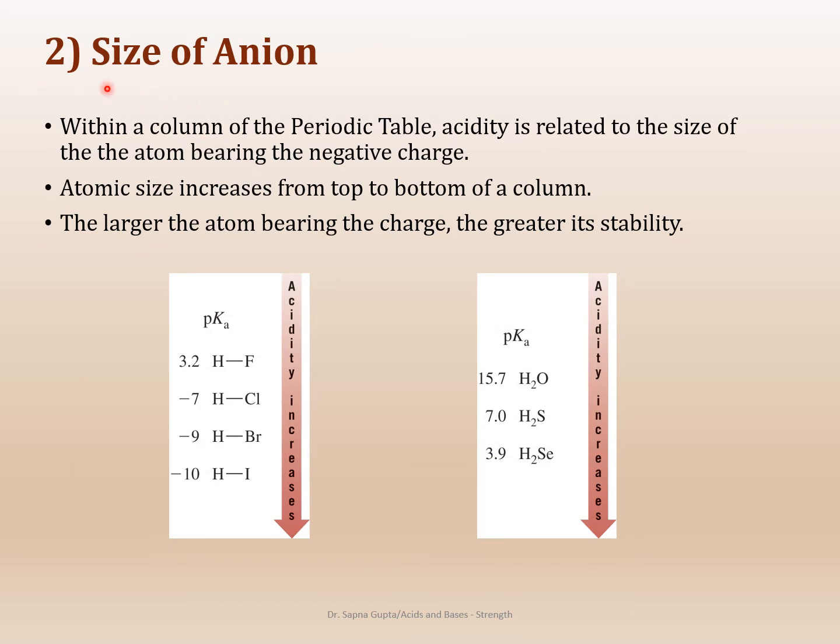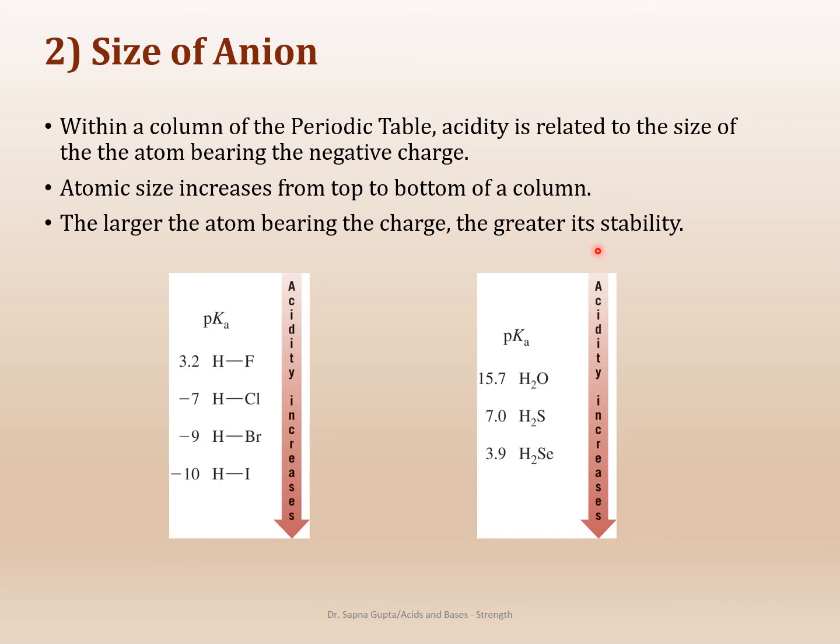So let's talk about this concept of size of anion. Now we are going within a column, and we're going to go down a column and see how that affects the strength of the acid. As we go down a column, the atomic size increases, and the anion also, of course, increases. As the anion increases, its ability to bear the negative charge is more, and therefore it becomes more stable. Why is the ability more?